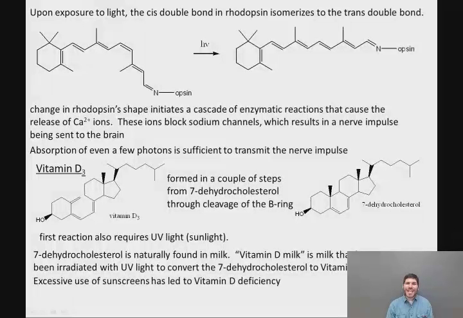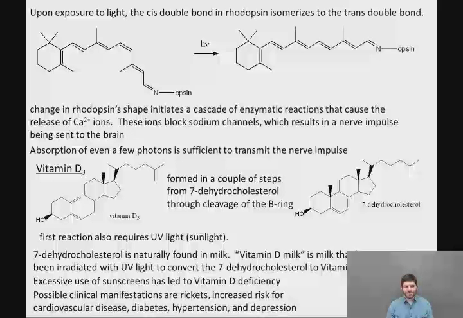Now, you don't get the ultraviolet light that you need to make vitamin D3 if you insist on putting sunscreen on every time you can even remotely be exposed to the sun. Obviously, too much ultraviolet light is bad for you, but some amount of it is necessary in order to make vitamin D3. So excessive use of sunscreens has actually led, some people say, to vitamin D3 deficiency in 50 to 75% of the US population.